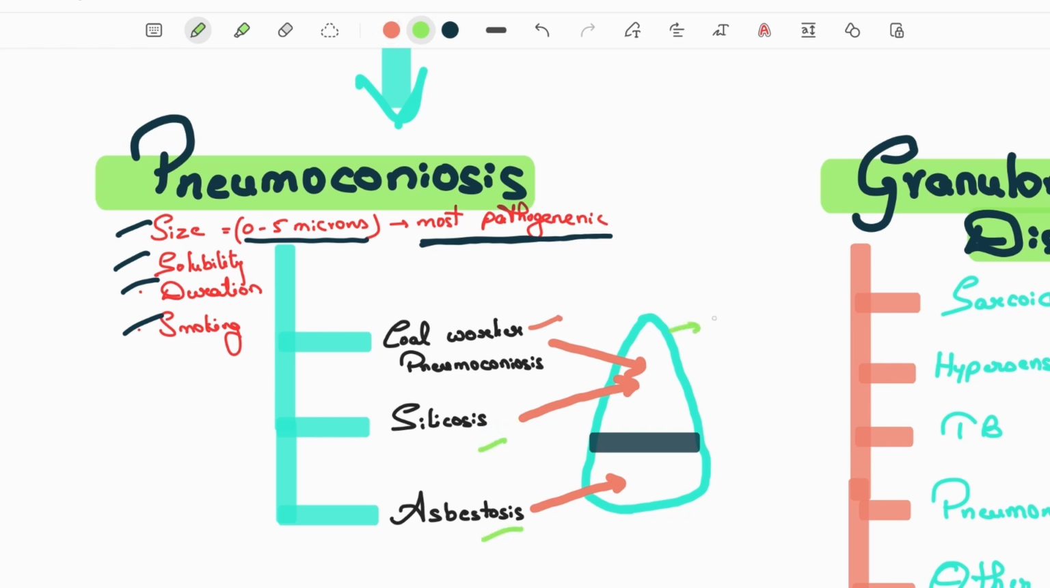For example, this is the lung. This lung is divided into 2 parts. This is the upper part, this is the lower part. In coal worker pneumoconiosis and silicosis, the upper part is majorly affected. Okay, whereas in asbestosis, the lower part is affected. These are the important points that you should remember.